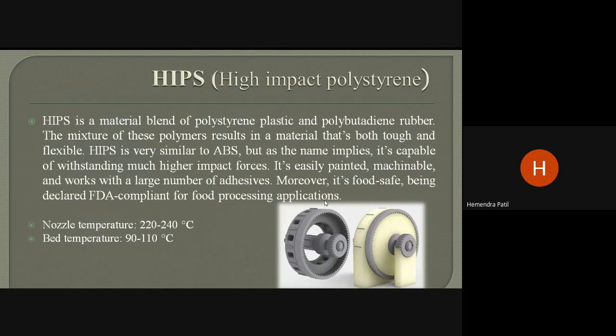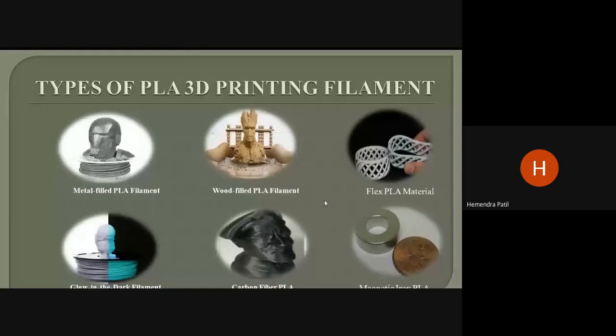So the next material here is HIPS. In PLA you can also get different filaments like PLA silk, PLA stone, coffee filled PLA, and color changing PLA. So a wide range of availability is there with PLA material.